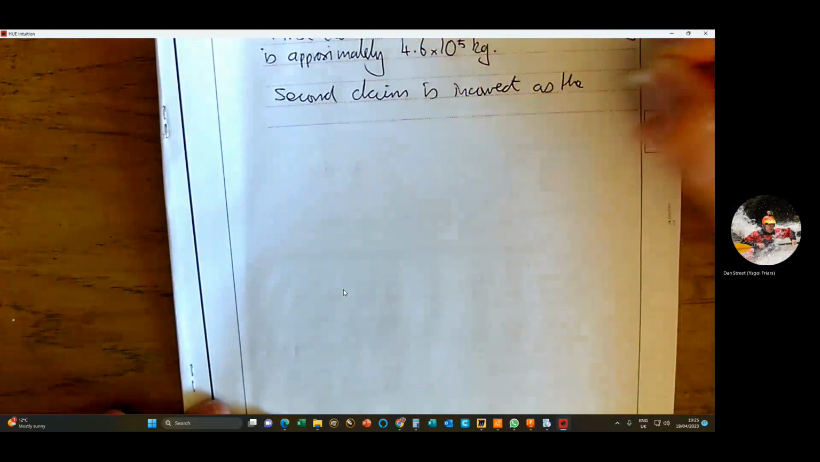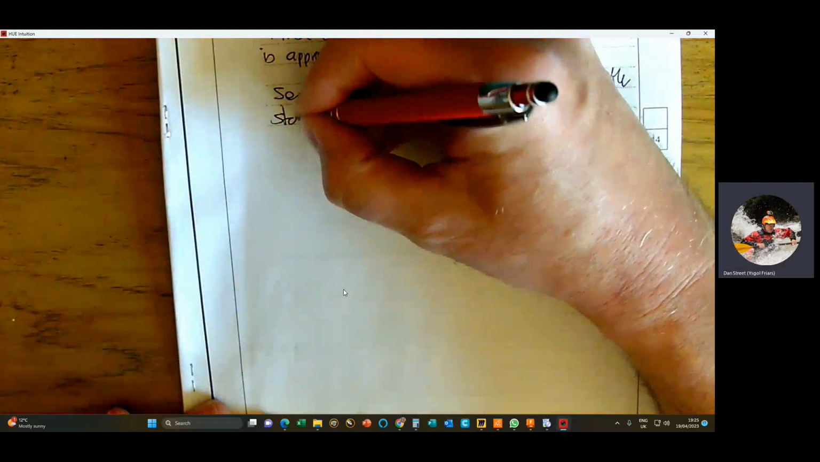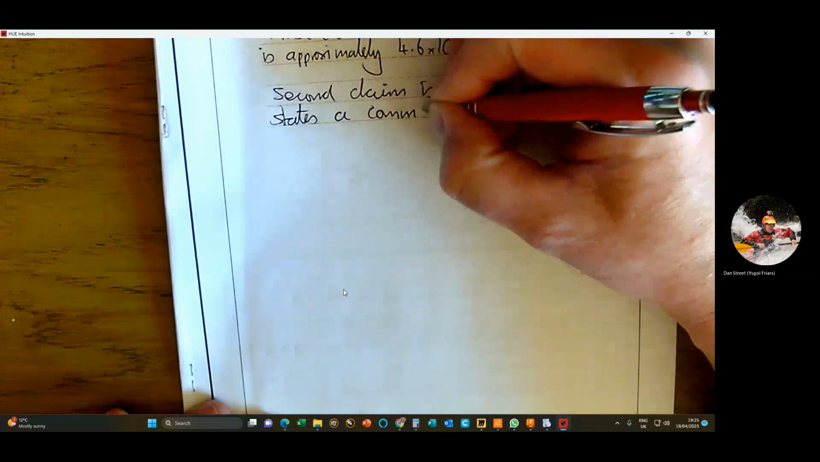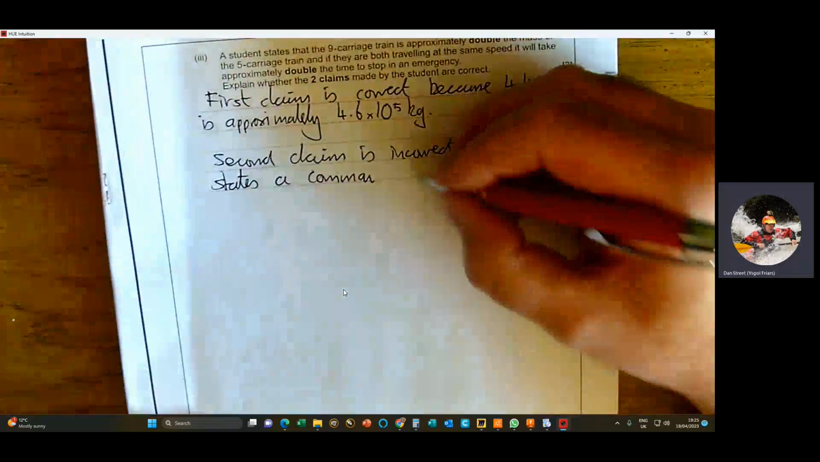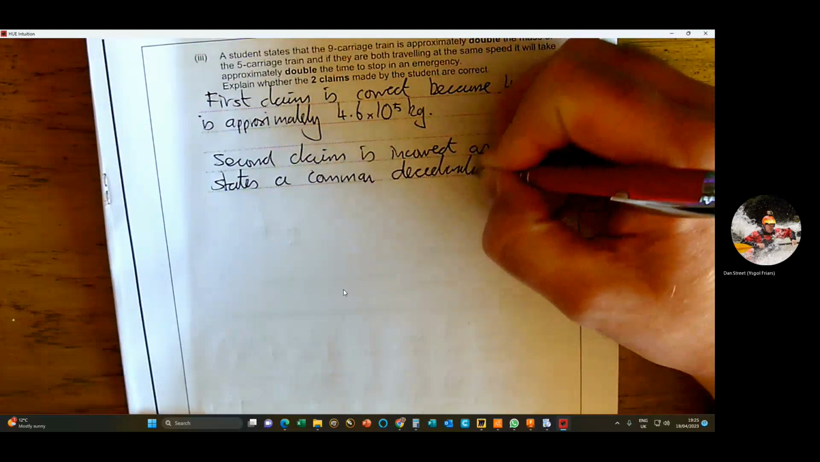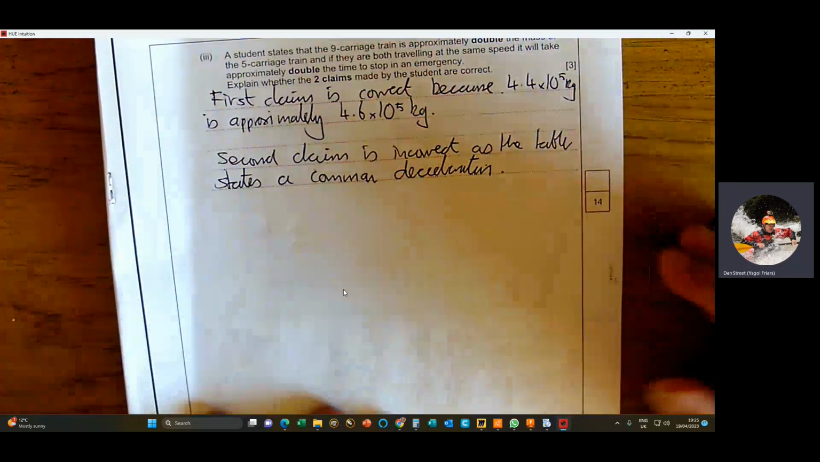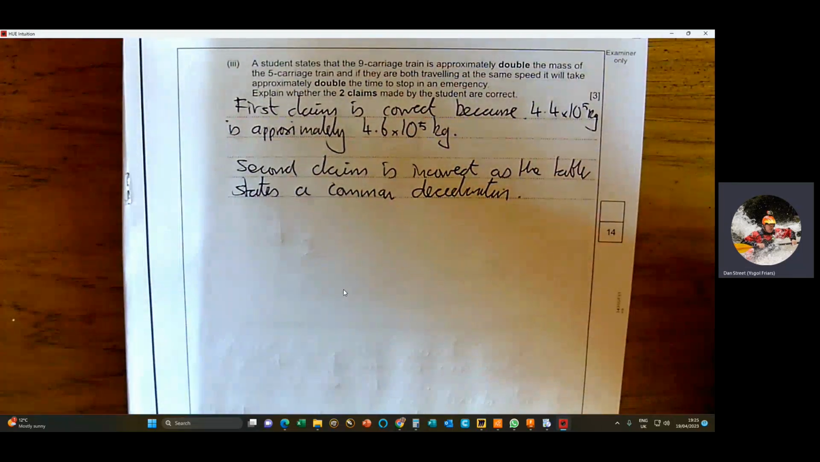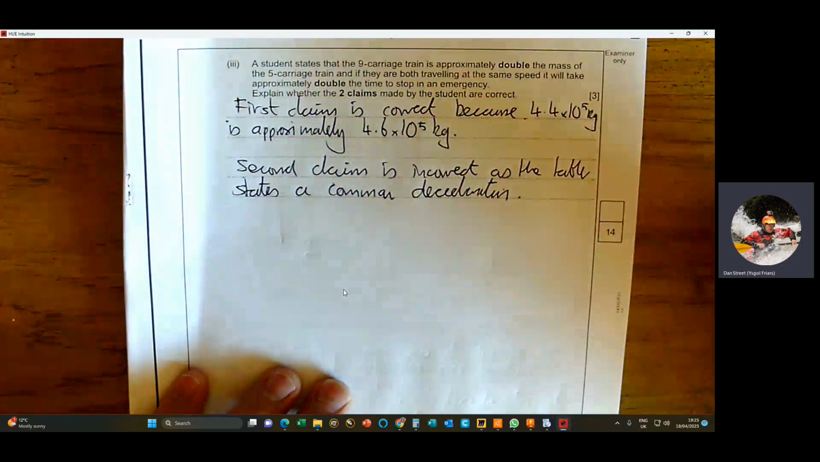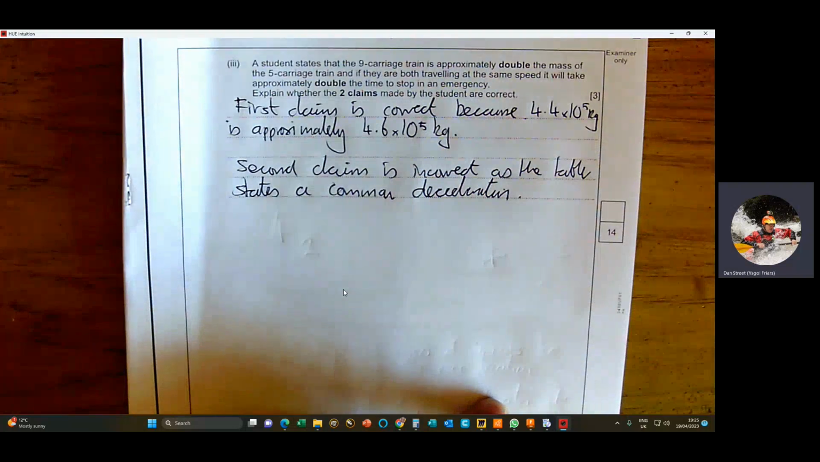as the table states a common deceleration. So it doesn't seem to matter how heavy the train is, they will decelerate at the same rate due to the fact that every single carriage has brakes. Okay, right, so that was the end. It was a bit of an epic, that one.